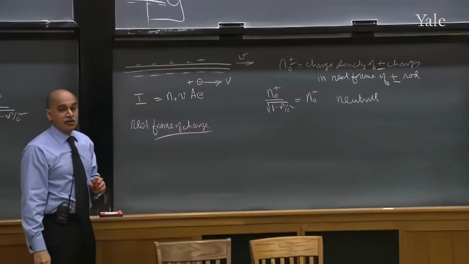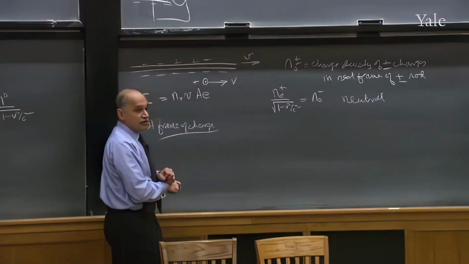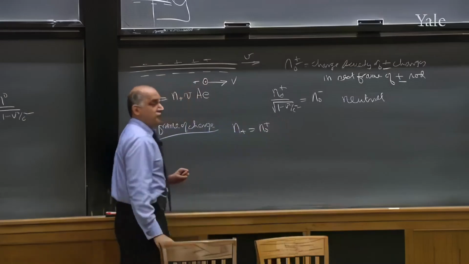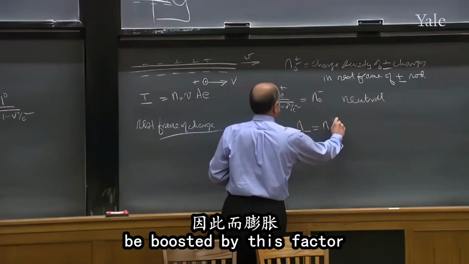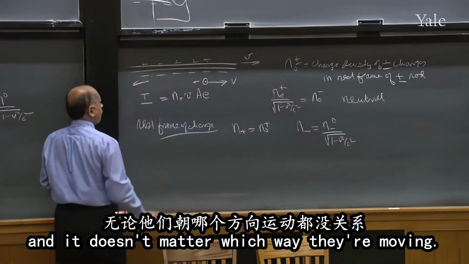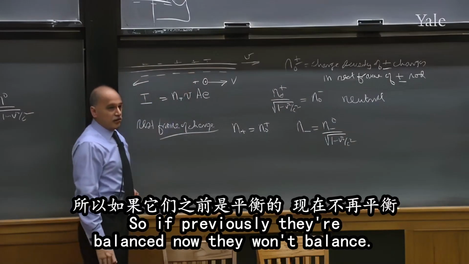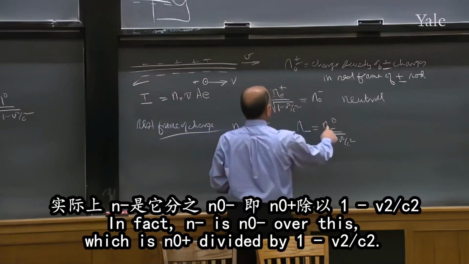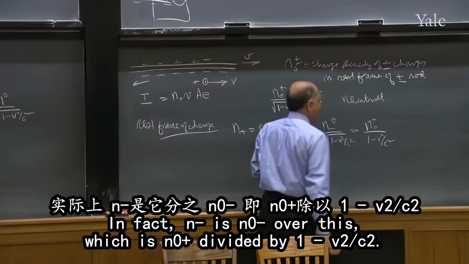You can already see what's going to happen in the rest frame of the charge. If you go to the frame moving with the particle, the plus wire comes to rest. So the density of the plus charges will just become n plus 0, the rest density of the plus charge. But the minus charges now, they will be boosted by this factor because they're going the opposite way, and it doesn't matter which way you're moving, things depend on v squared. The minus charges will appear compressed. So if previously they balanced, now they won't balance. In fact, n minus is n minus 0 over this, which is n plus 0 divided by 1 minus v squared over c squared.